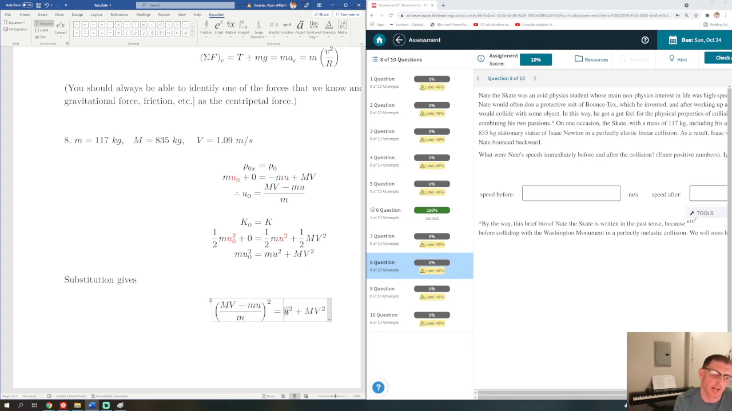We would get rid of the m there. And then this would go to big M over little m, which we could just note is just a number. It's just 835 divided by 117, whatever that is. Is it nice? Let me see here. No, it's not nice. Okay, but that's fine.